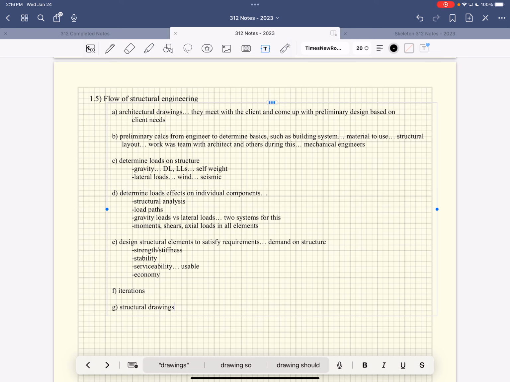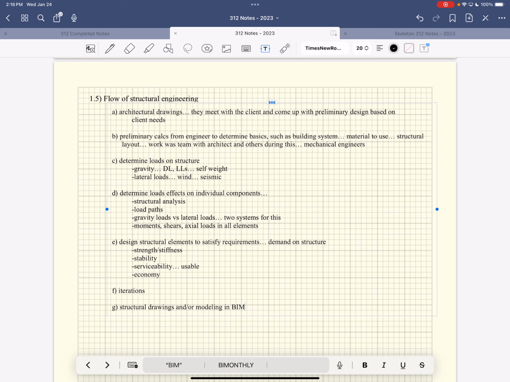You go through iterations, and then you have to provide structural drawings or modeling in BIM, right? Building information modeling. I think eventually, though, what you hand to the contractor is blueprints. And a lot of contractors don't use building information modeling, so you actually have to hand them your classic blueprints and stuff like that. But anyways, that's one of the last steps.